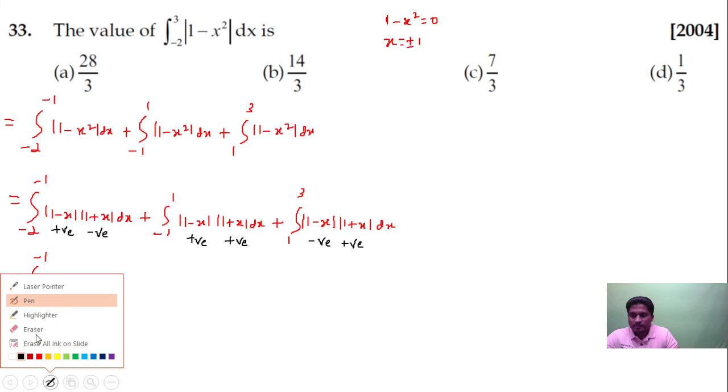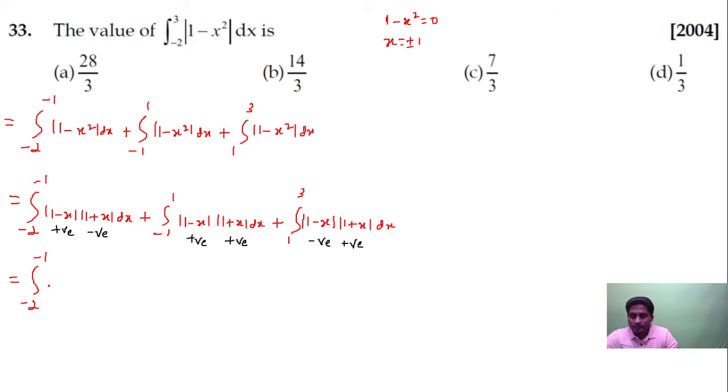So this will be equal to 1 minus x into minus of 1 plus x. Both will be positive, this is minus 1 to plus 1 of 1 minus x into 1 plus x. And then between 1 and 3, this will be negative, and then this will be positive.